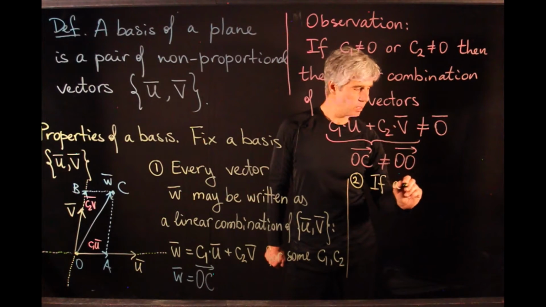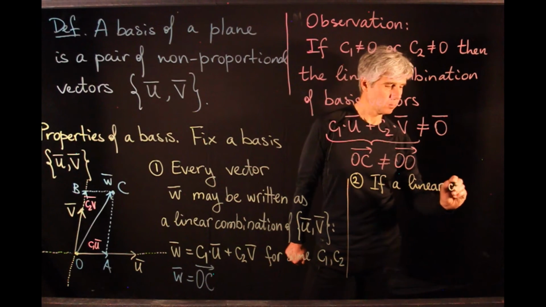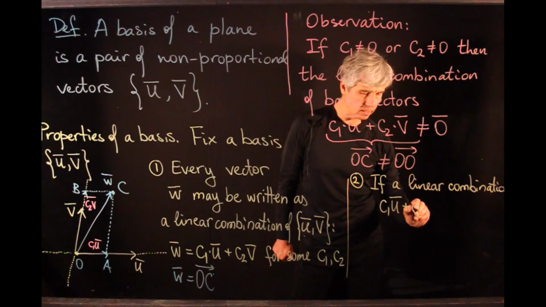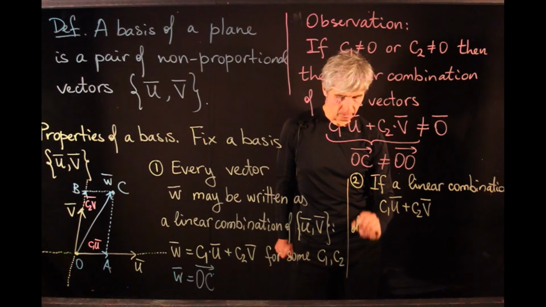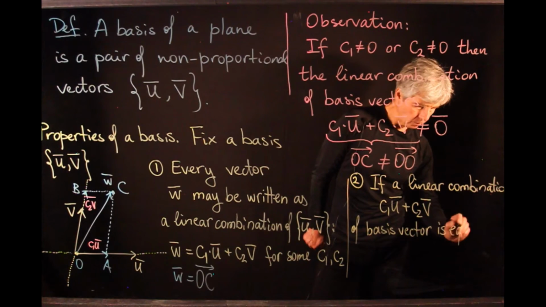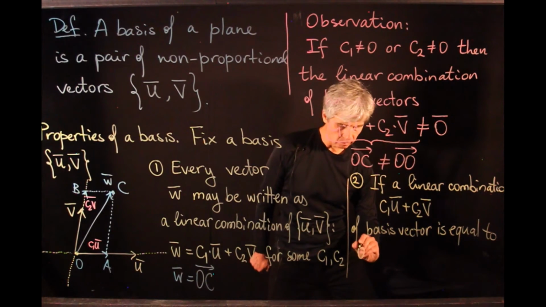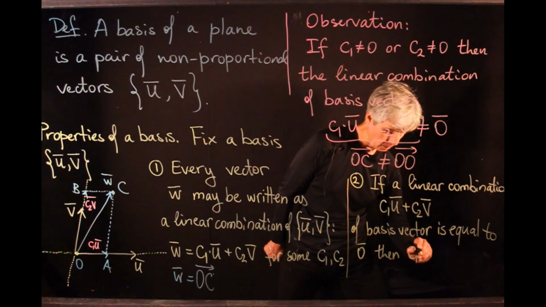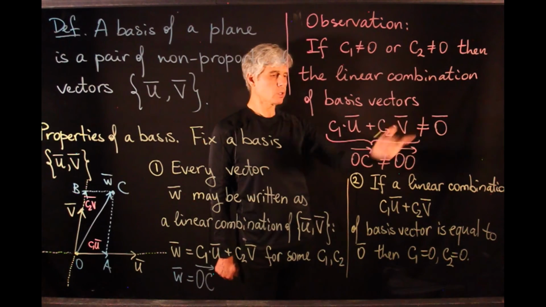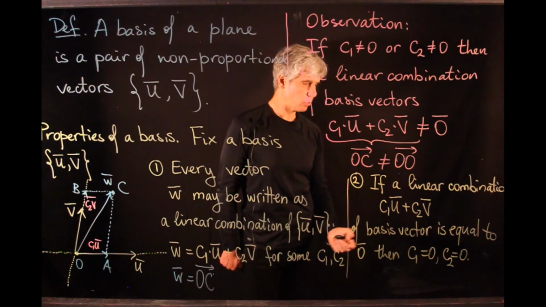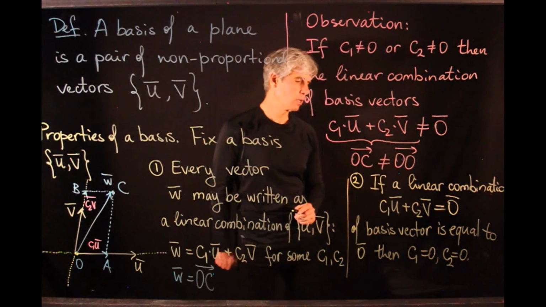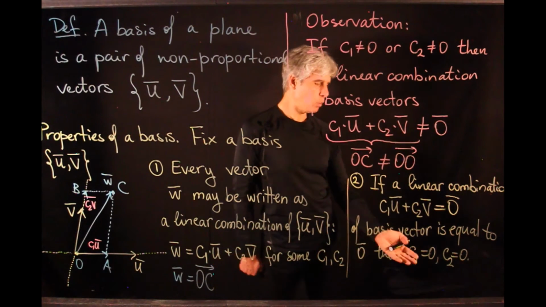If a linear combination C1u plus C2v of basis vectors is equal to the 0 vector, then both scalars C1 and C2 are equal to 0. And indeed, this follows from the previous statement. So if one of these scalars were non-zero, then this linear combination would be non-zero. So the only way for this linear combination to make a 0 vector is to have both scalars C1 and C2 be 0.